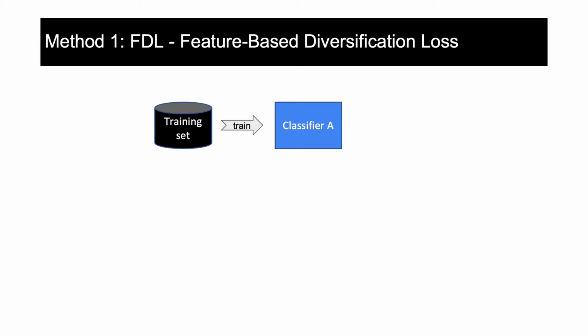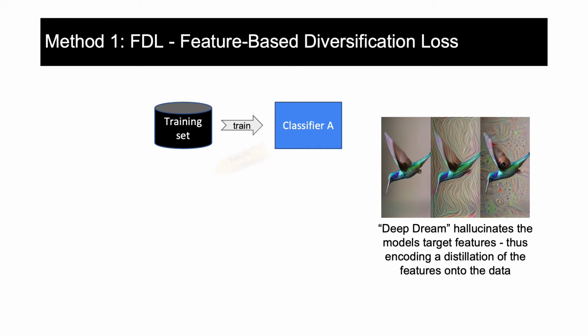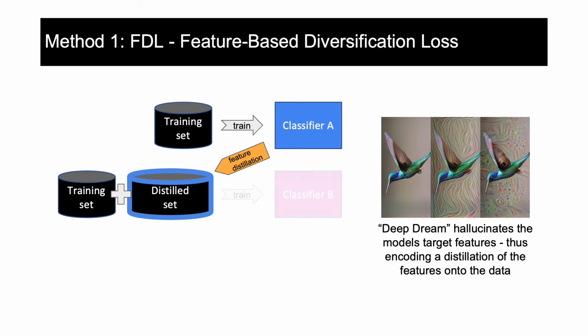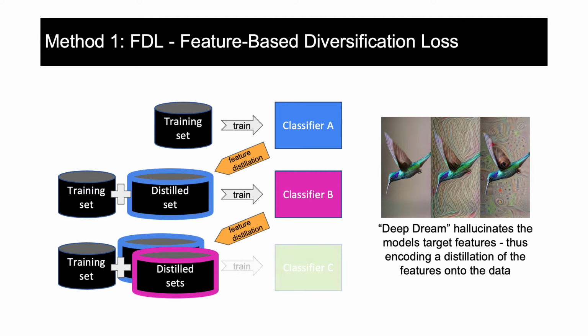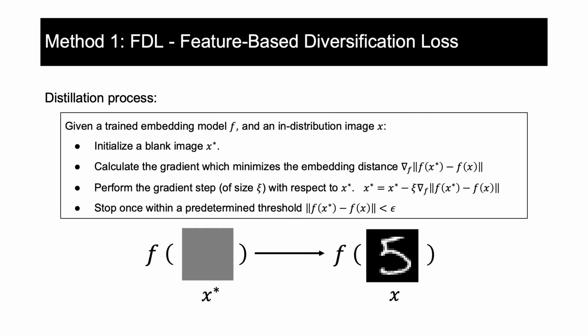We first present a feature-based diversification method inspired by Deep Dream. Models are trained sequentially, and after a single model is trained, we capture the features utilized automatically by a process of distillation. The distillation process matches each image from our training set with a close hallucination. Given a model and an image, we iteratively apply a gradient step onto a blank image, bringing it closer, in the view of the model, to our target.